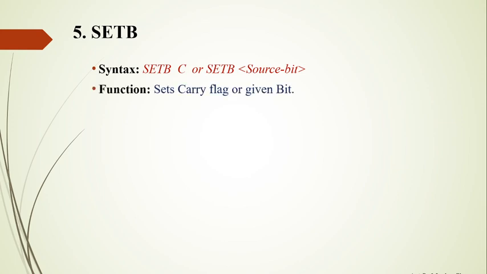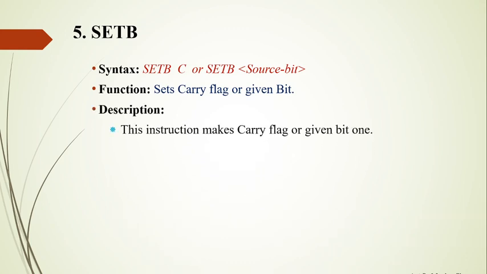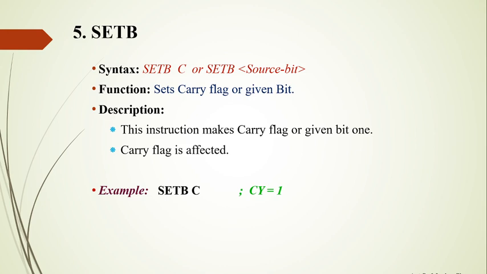Next mnemonic is SETB. Syntax is SETB C or SETB source bit. So this instruction sets carry flag or a given bit equal to 1. Carry flag is affected during the execution of this instruction. Example, SETB C, so this makes the carry flag equal to 1. SETB P2.7, this makes the bit P2.7 equal to 1.